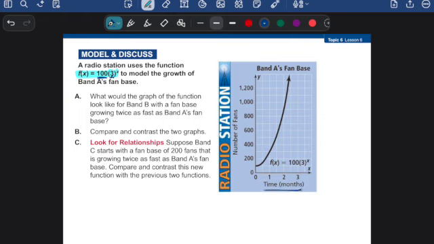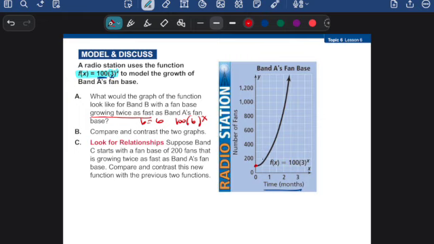Part A, what would the graph of the function look like for band B with the fan base growing twice as fast? So if it's growing twice as fast, that means instead of multiplying by 3, what are we multiplying by? We are multiplying by 6 every time, so that would be B. B would be 6. So our equation would be, I can write the equation really quick, 100 times 6 to the x.